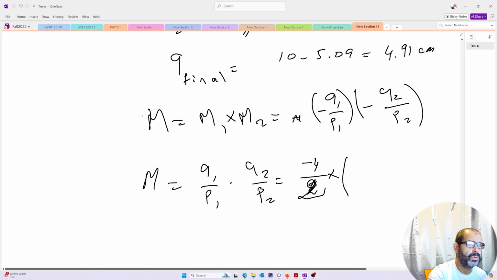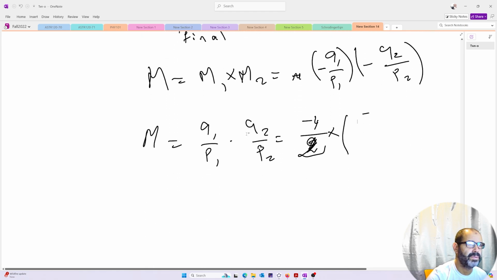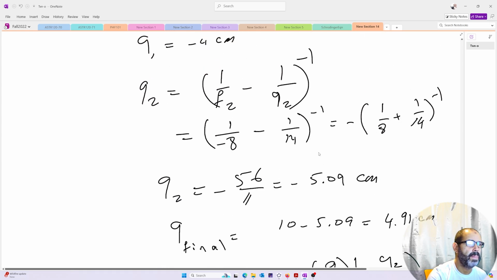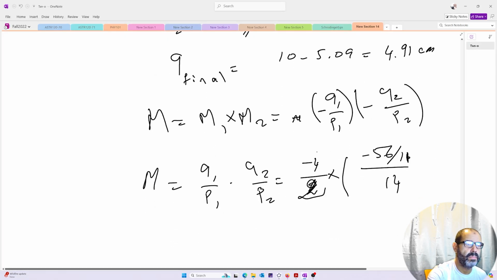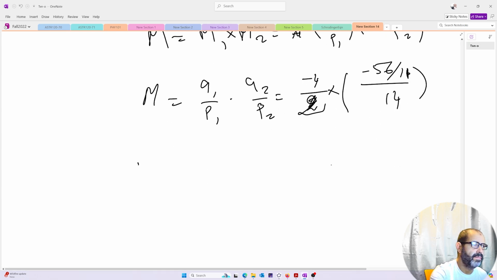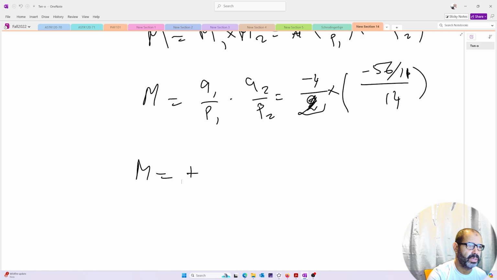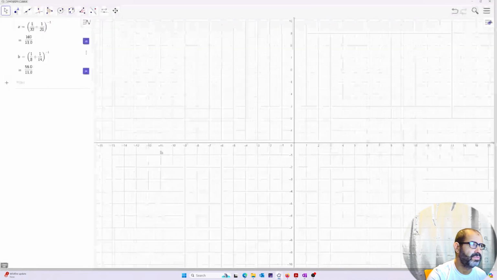So that's correct. And so this is 2, okay? Times Q2, which is negative 56 over 11, divided by P1, and P1 was 14 centimeters. Okay, so first of all, it's positive. And 4 times 56 over 11 times 14, so it's going to be a number in here, okay? I really don't care much, honestly.